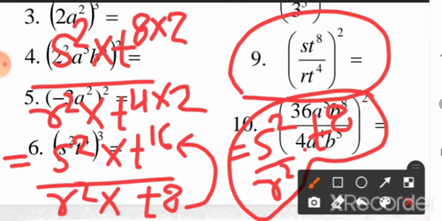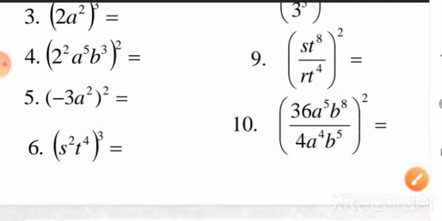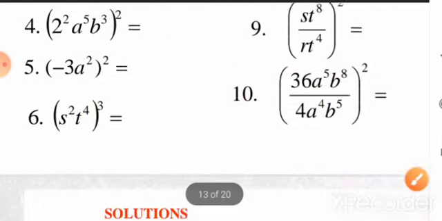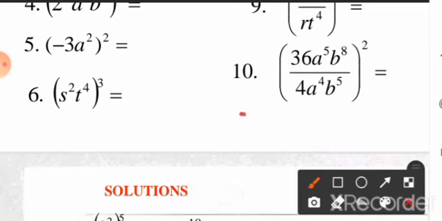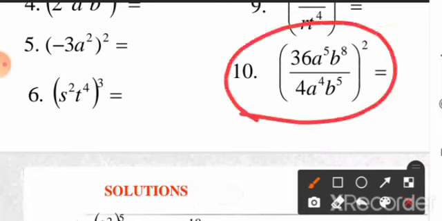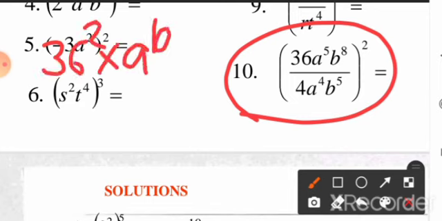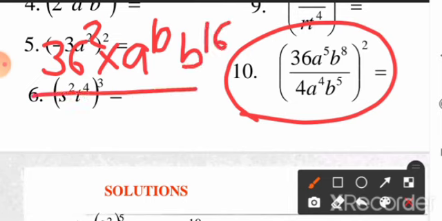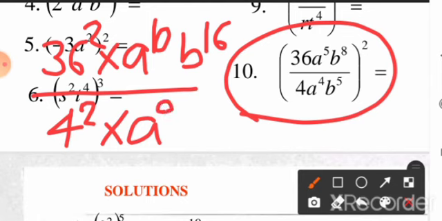Now question number 9 is complete. Now solve the next and last question, question number 10. Question number 10 is given here. So first multiply the powers: 36 power 2 into a power 5 into 2, 10, b power 8 into 2, 16, upon 4 power 2 into a power 4 into 2, 8, into b power 5 into 2, 10.